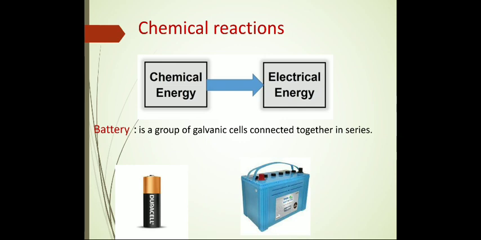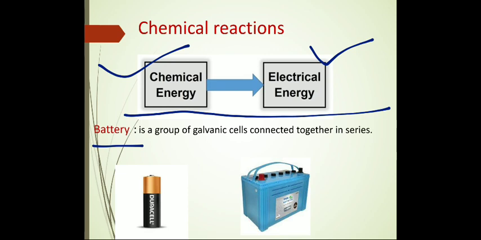How? In a chemical reaction, electricity is generated by the conversion of chemical energy into electrical energy. This type of conversion we see in batteries. So what do you mean by battery? A battery is a group of galvanic cells connected together in series. So we have to understand what a galvanic cell is, what the definition of a galvanic cell is, what reactions go on in a galvanic cell, and how electricity is generated in a battery.